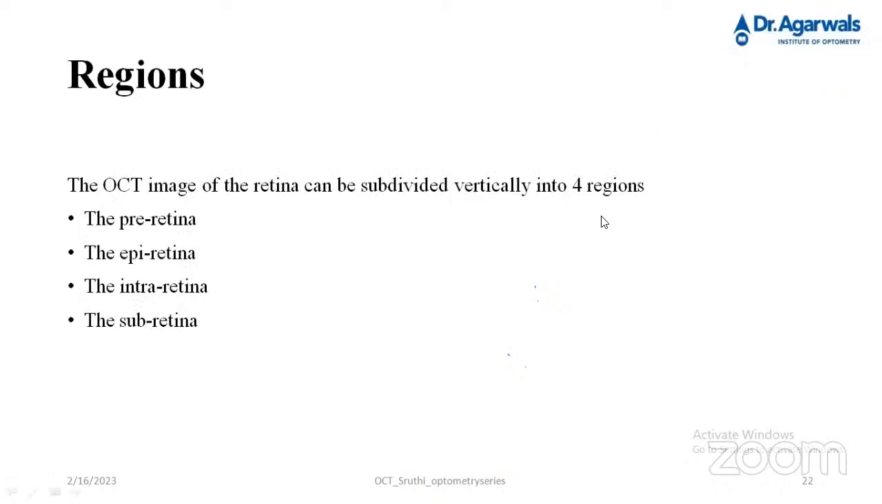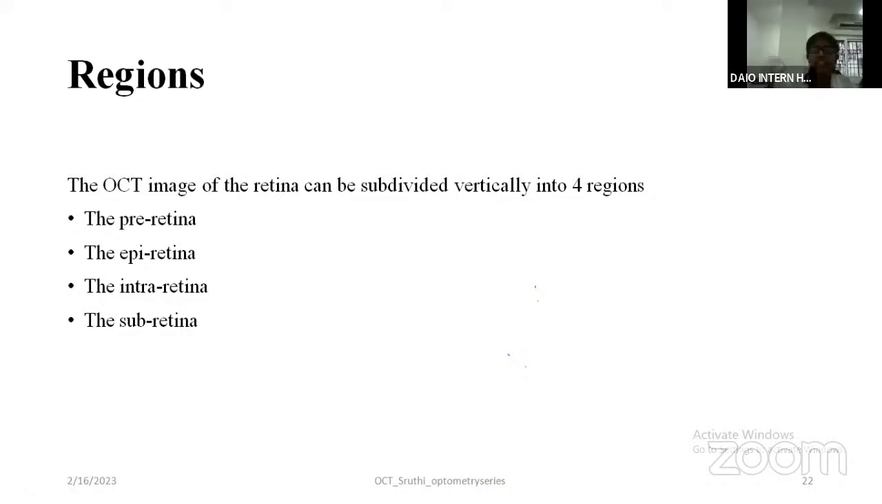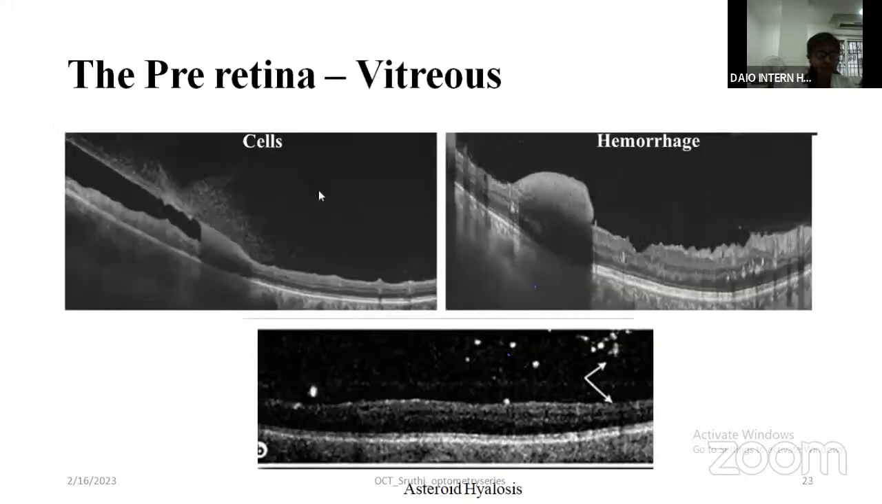Continue, Shruti. Regions. The OCT image of the retina can be subdivided vertically into 4 regions: pre-retina, epiretina, intra-retina, and subretina. Pre-retina. In pre-retina, the vitreous is examined.